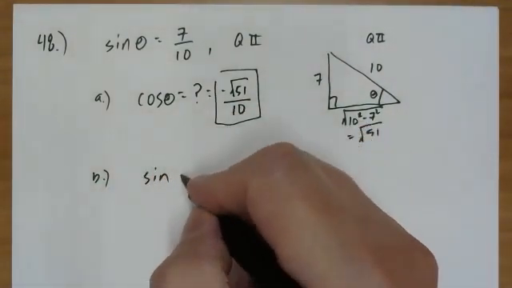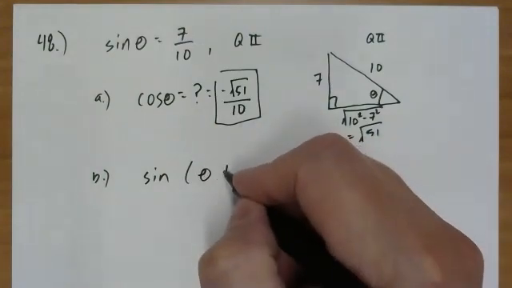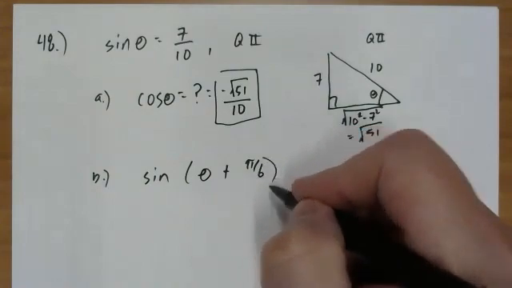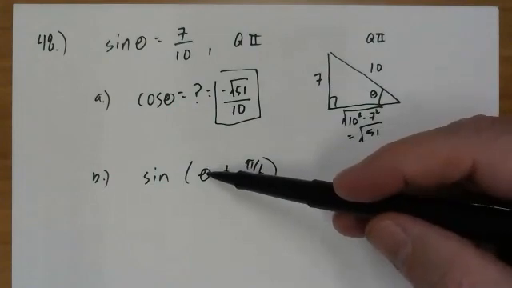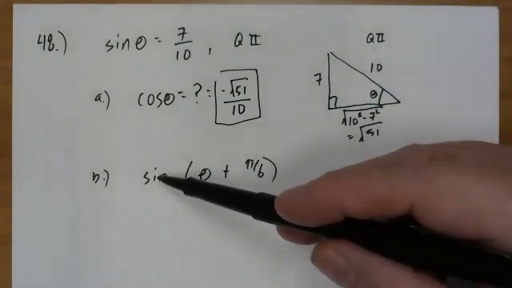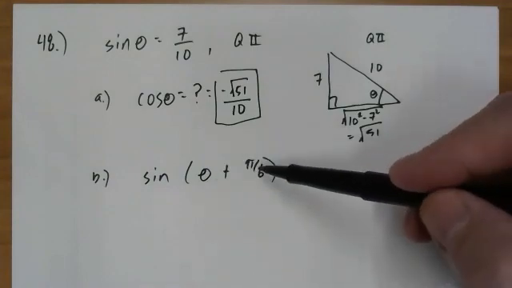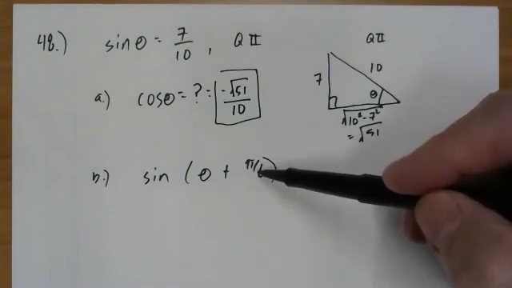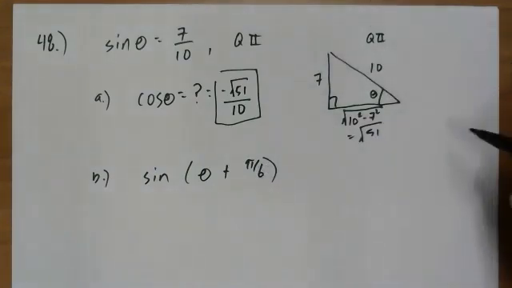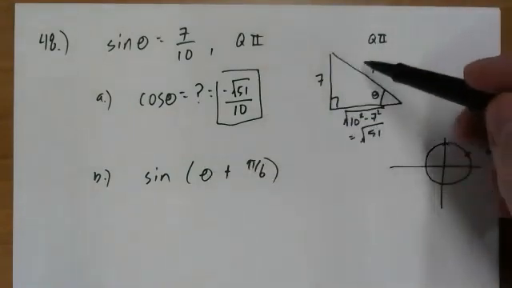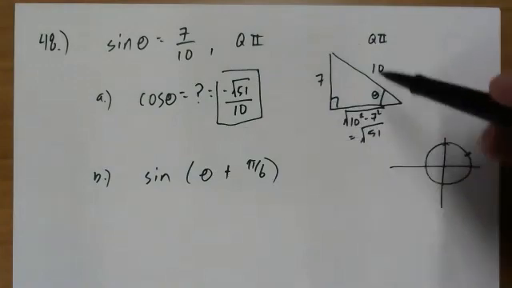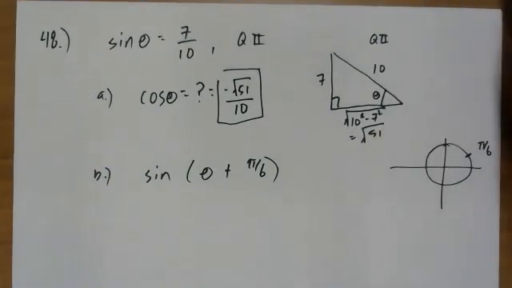The first one is the sine of theta plus pi over 6. An interesting problem, because we're actually adding 2 angles and then taking the sine. One of the angles is just pi over 6. If we go to our unit circle, pi over 6 is right here. And the other angle, if we want to learn about that, we can use this right triangle we've created.